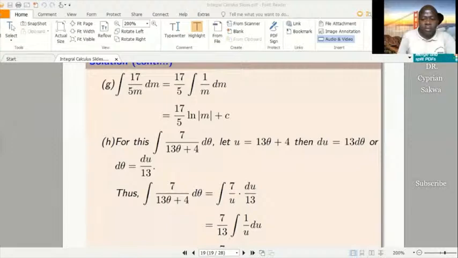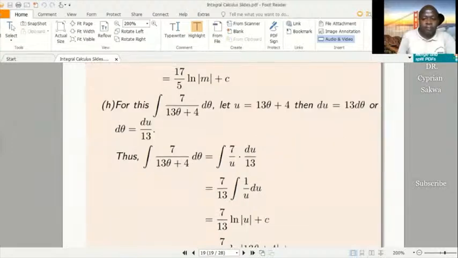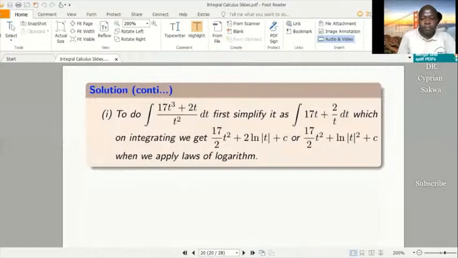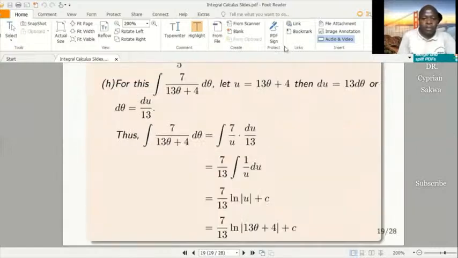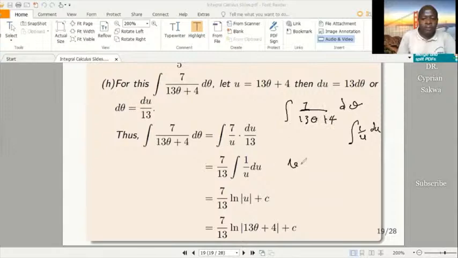So let me look at this other one. Now, I want to integrate 7 out of 13 theta plus 4. I know how to integrate 1 out of u. But this one, I have to call it u. So I say let u be 13 theta plus 4.